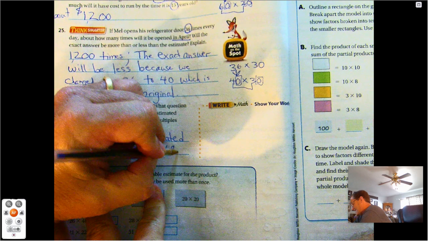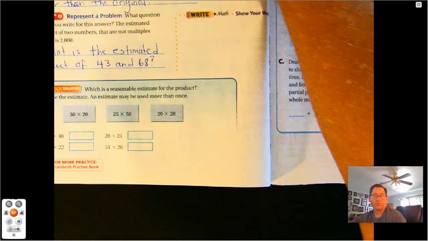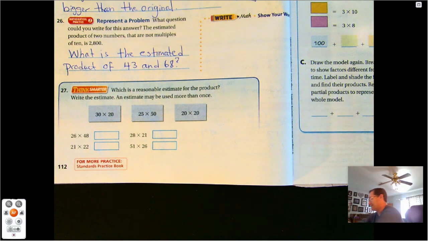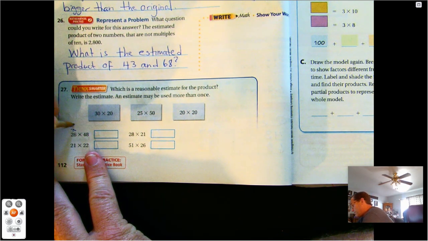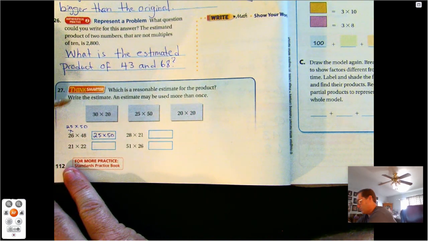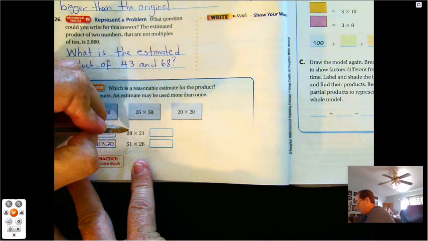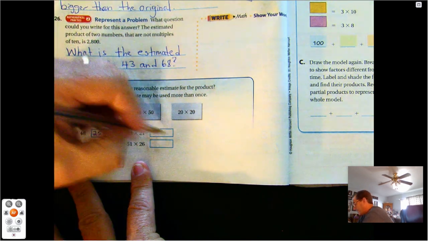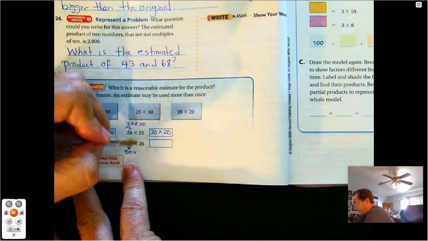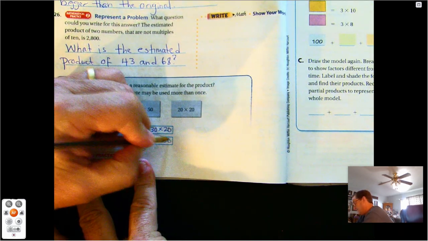All right, number 27. What is a reasonable estimate for the product? Write the estimate. An estimate may be used more than once. All right, 26 times 48. So we might use compatible numbers, which would be 25 times 50. Okay, so that one could go there. 21 times 22, I could round down to 20 times 20. Yeah, that's a possibility. 28 times 21, that could get rounded to 30 times 20. And 51 times 26, 51 gets rounded down to 50. And 26 could be 25. Okay, so we're going to say 25 times 50. Okay, and it could have been 50 times 30, but that's not one of my choices. So it had to be 25.